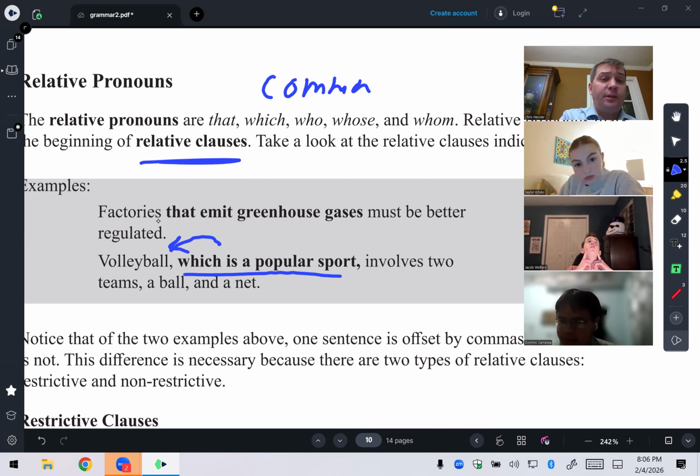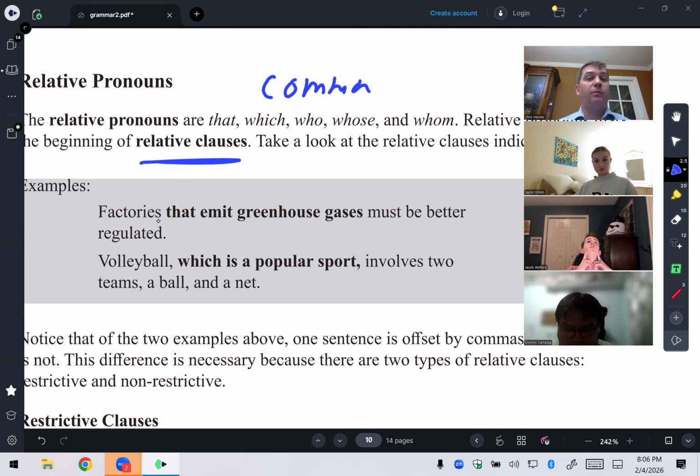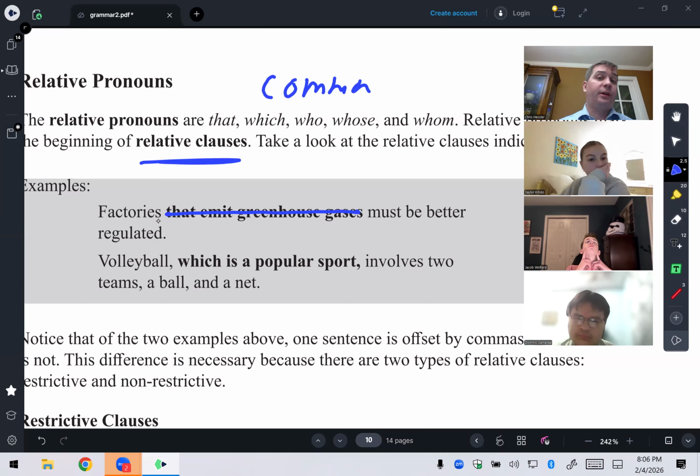You may have also learned these as essential clauses, which is the same thing. It's either restrictive in the sense that we're restricting the referent, or you can think of it as essential to understanding the sentence. If you remove the clause, you lose meaning. So I'm going to try taking it out. Let's see if we've lost meaning. Factories must be better regulated. I wasn't talking about all factories, right? So I have restricted the referent factories. If I try removing it, we lose meaning. So no commas. That's just the rule.